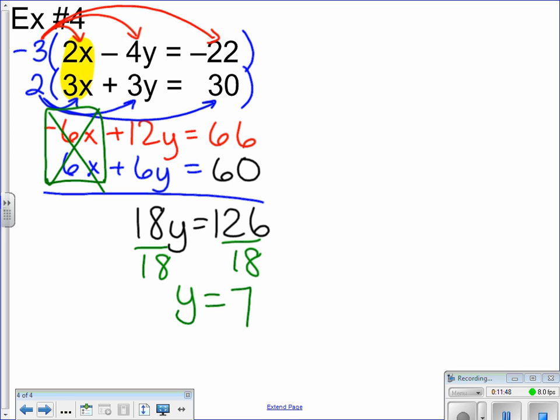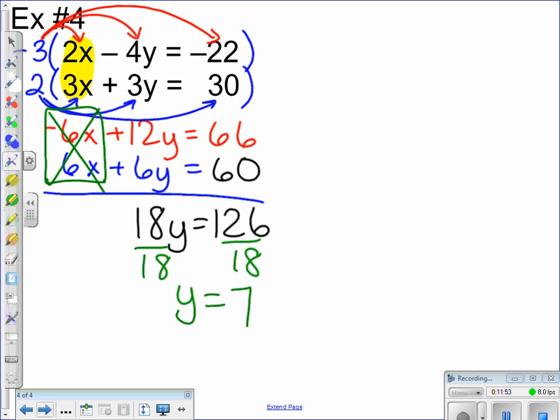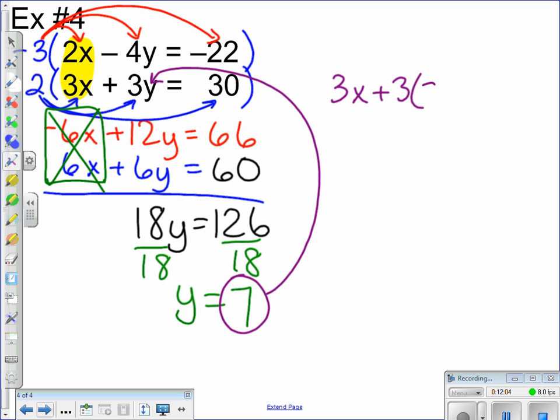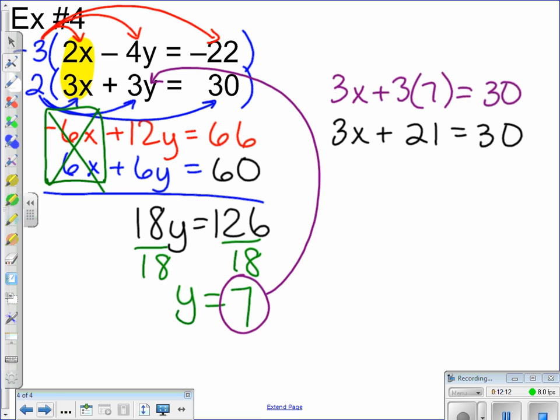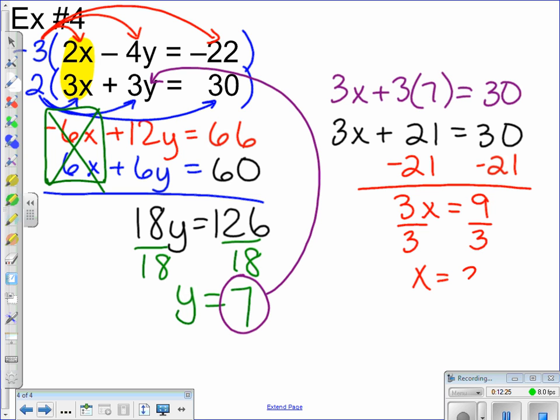And now to totally finish this problem off, take that y, which is 7, and go back to the beginning and plug it in. Might as well do the bottom one because it's got positive numbers. So 3x plus 3 times 7 equals 30. 3 times 7 is 21. Subtract 21 from both sides. So 3x will be 30 minus 21, which is 9. If you divide by 3, x equals 3.